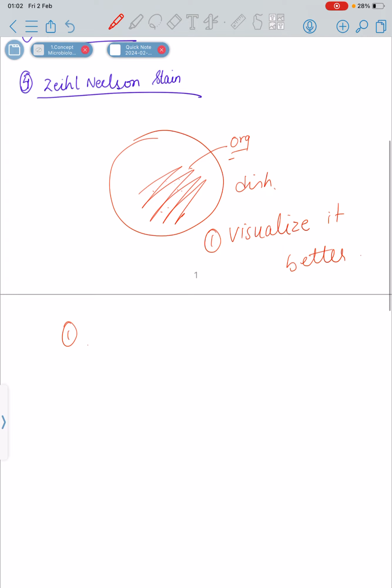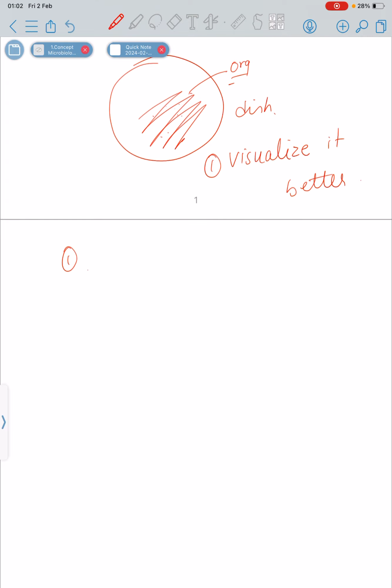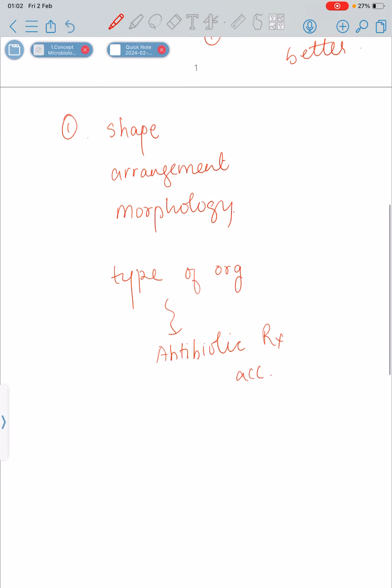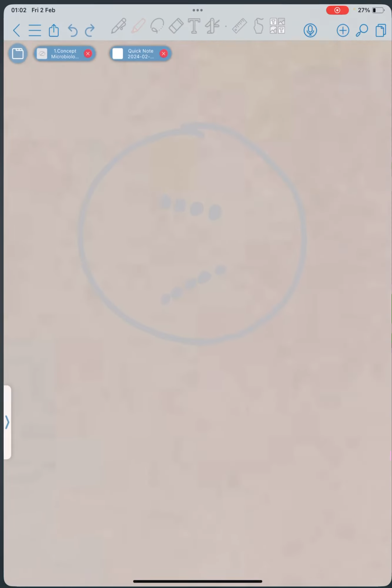Now when we put stain, we can see the shape, arrangement, even the morphology, and it also gives a rough idea about the type of organism. So we can select the antibiotic treatment accordingly. Okay, now I'll make it even clearer to you.